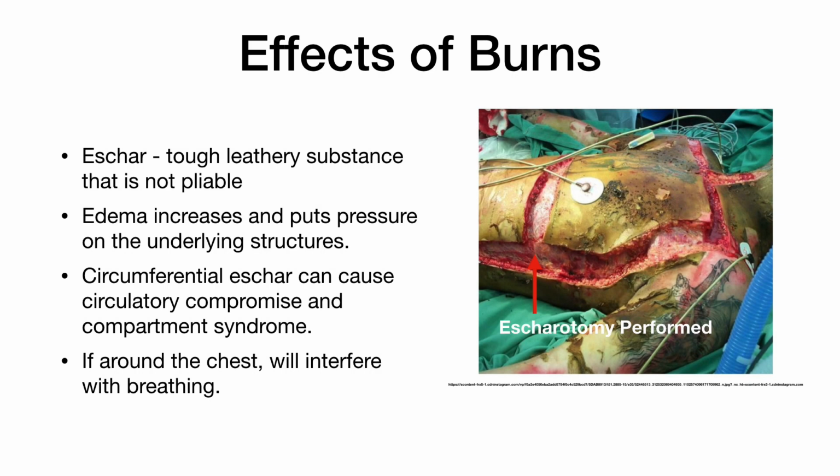And lastly, one major effect of burns is that they can leave what's called eschar. Eschar is a tough, leathery substance that is not pliable. The problem is that edema increases and puts pressure on the underlying structures. Circumferential eschar can cause circulatory compromise and compartment syndrome. And if the eschar is around the chest, this will interfere with breathing. What you see in the photo is where they've had to cut through the eschar to allow for the chest to expand and contract. We call that procedure escharotomy.